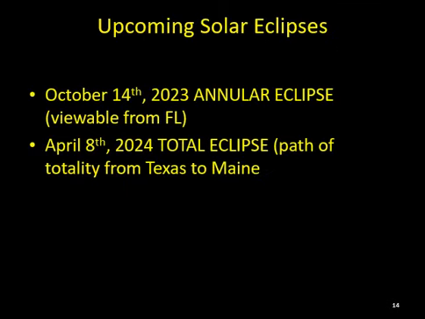We have an annular eclipse coming up in just a few years here. In about 5 years, on October 14th, there will be an annular eclipse that will be viewable from here in Florida. But we have to wait one more year to see another total eclipse in North America. The path of totality will stretch from Texas to Maine. You'll have to travel a little bit north if you want to stand on that path of totality, but a partial eclipse will be visible here from Florida.